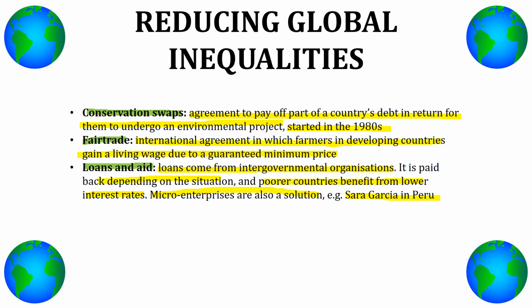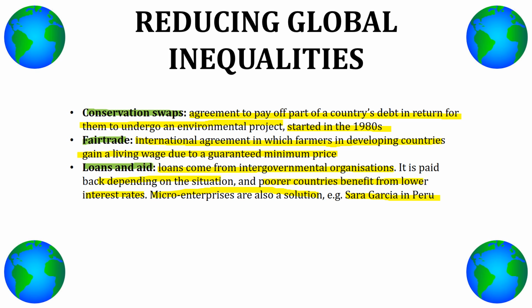Bolivia was the first country to benefit from this. The North American Conservation Group paid off $650,000 of their debt in return for them setting aside a large amount of rainforest to set up a nature reserve. So that's an example of a conservation swap.